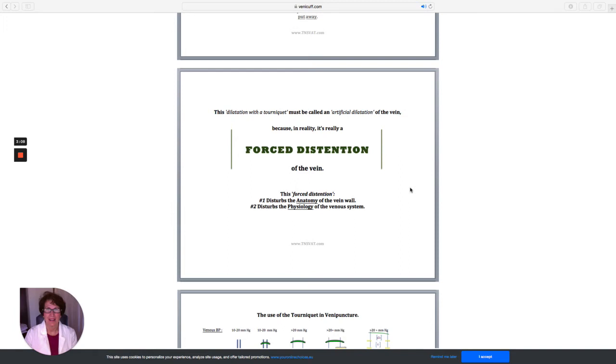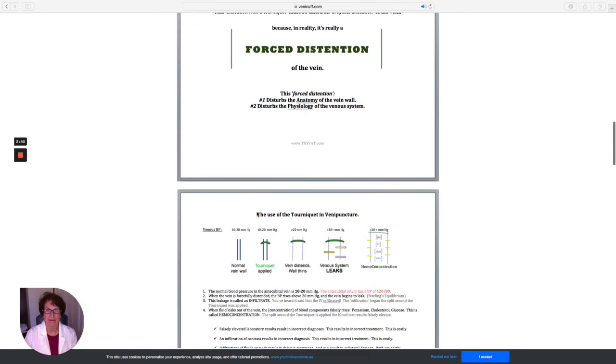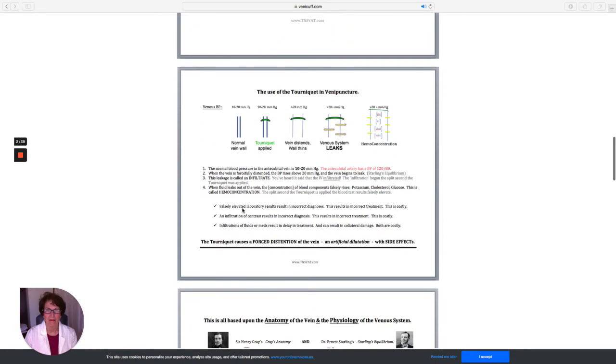But this dilatation with the tourniquet must be called an artificial dilatation of the vein, because in reality, it's really a forced distension of the vein. That even sounds mean. This forced distension disturbs the anatomy, the structure of the vein wall, and it disturbs the physiology, the function of the venous system. So let's take a look at more detail of that. Go to the next slide.